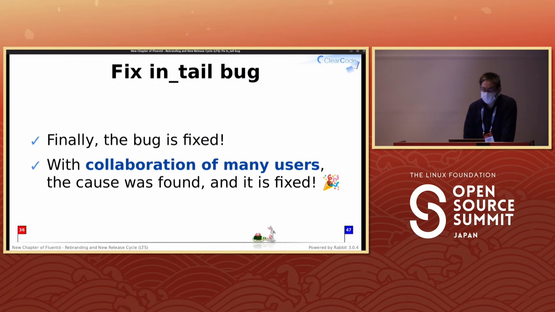That's what was fixed in the recent releases of Fluentd 1.16.2 and 1.16.3 with the collaboration of many users. The code was found and it was fixed. He, Fukuda, the number one contributor of Fluentd, did it. He did a great job.